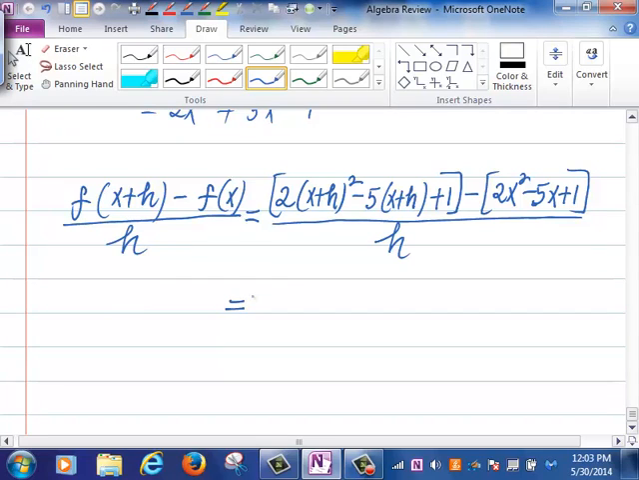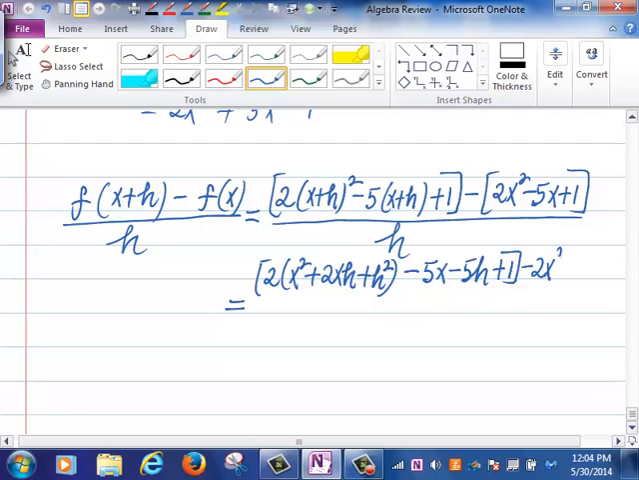So in the numerator, in the first brackets, 2 times x plus h squared. If I multiply x plus h and x plus h, right, what do I get? x squared plus 2 times xh plus h squared, right? And here I get negative 5x, negative 5h, plus a 1. And then I have negative. I'm going to get rid of the brackets in the second brackets. So I get negative 2x squared, right? Plus 5x minus 1, right? I have to distribute the negative. You guys are okay with that? Okay, I have to divide by what? h.